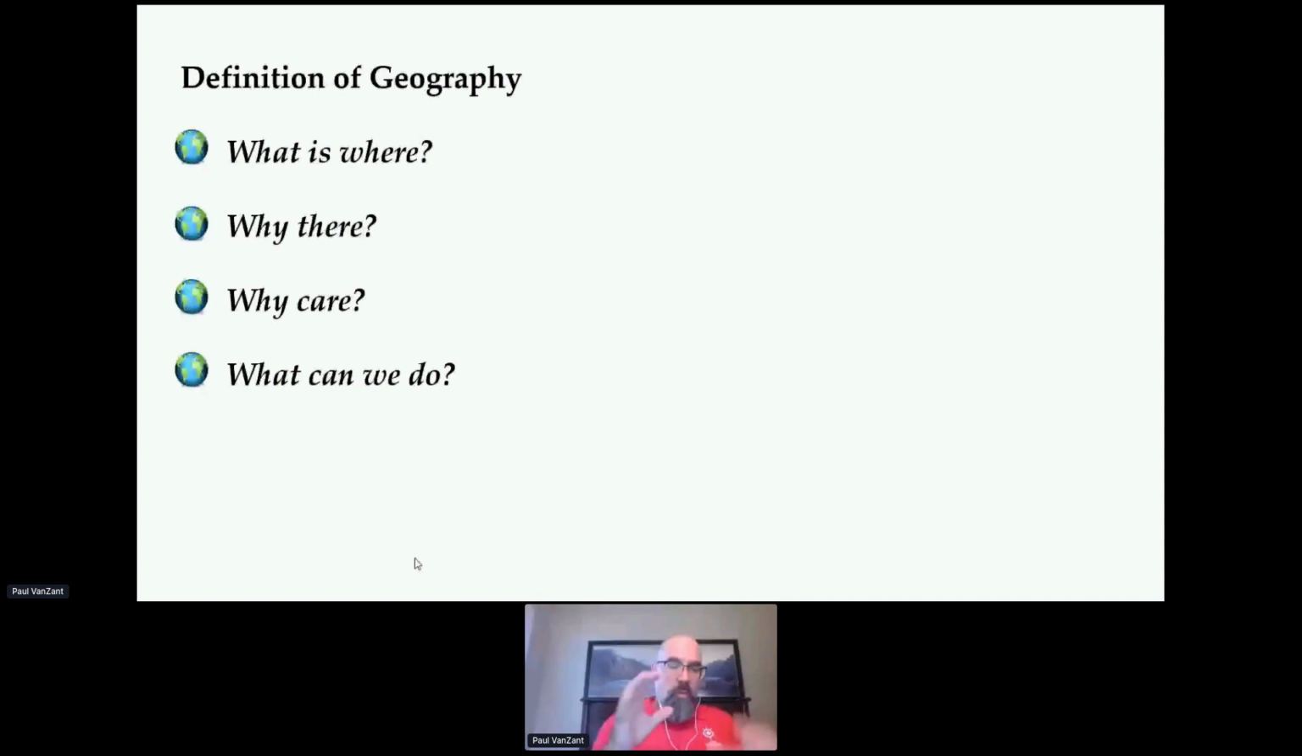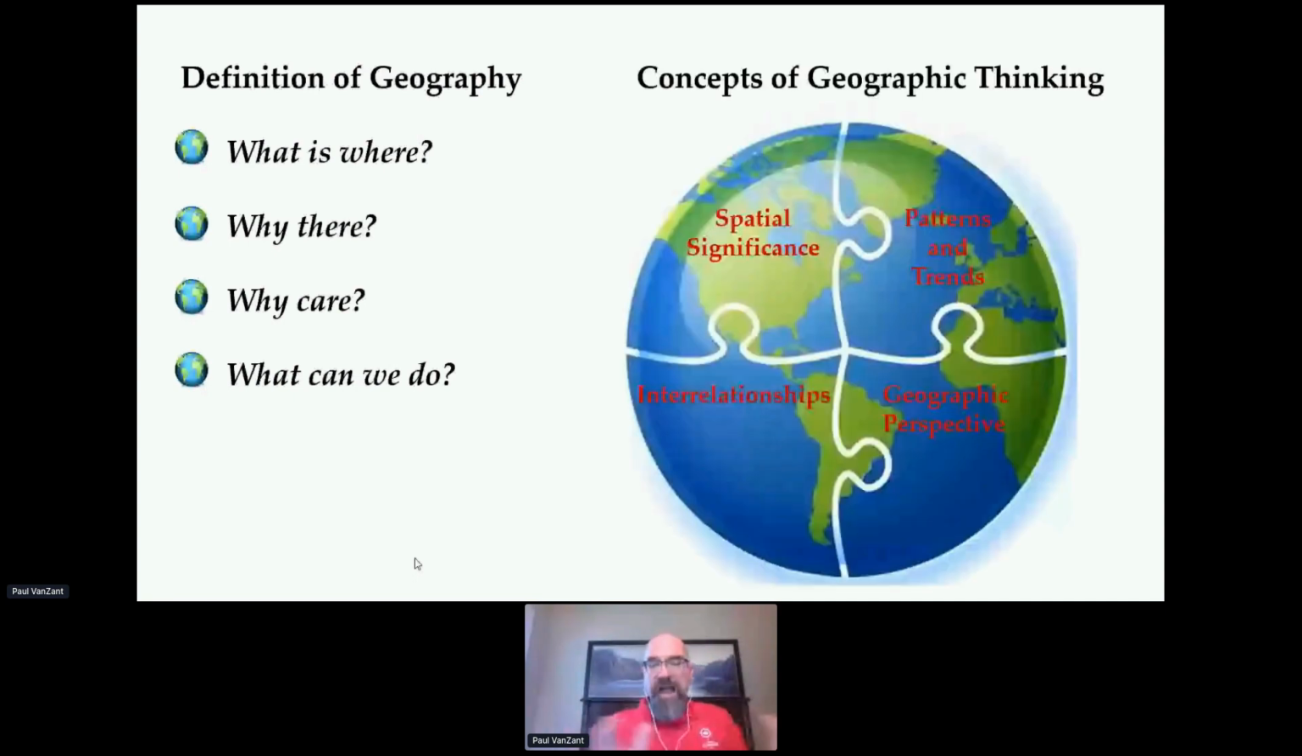As well, we have ties to this notion of concepts of geographic thinking. I know that initially there was a lot of work done in other parts of Canada around the concepts of historical thinking. We have our own concepts of geographic thinking, very discipline-specific thinking: spatial significance, patterns and trends, interrelationships, and the geographic perspective, that are also helpful in getting students to think like geographers. And I think that's really what we're trying to do here.